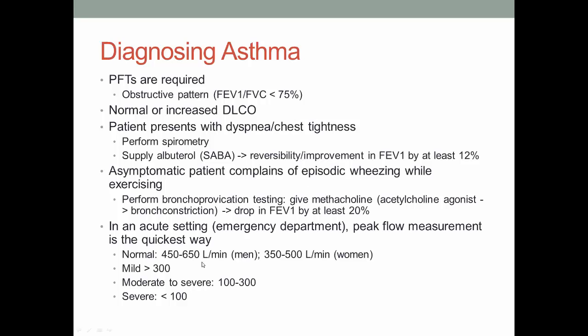But what you really should do is look at the peak flow measurement. So normal, it's not important for you guys to memorize the numbers, but normal is about 450 to 650. It's a little different for women because of lung size. But there's different degrees of an asthma attack. So is it mild, or is it moderate to severe, or really severe, right? So don't memorize the numbers, but just know that the peak flow will decrease as the severity increases.